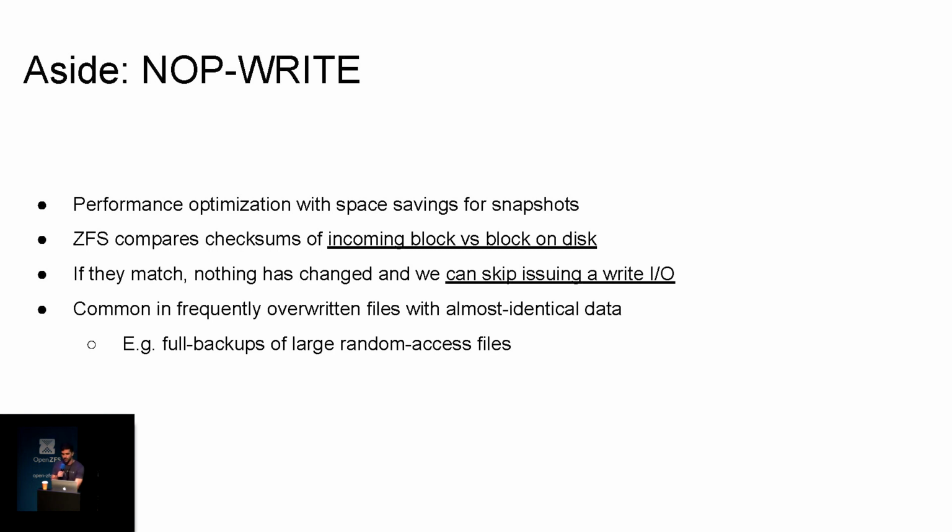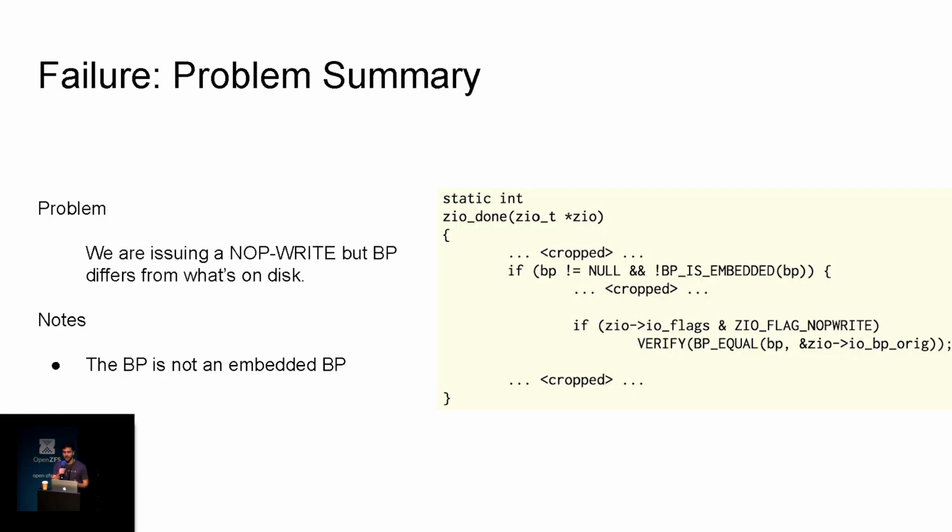What's a NOP-WRITE? A NOP-WRITE is a performance optimization that has potential savings for snapshots, space savings. Basically what happens is that ZFS compares the checksums of incoming blocks to blocks on disk, to their destination blocks on disks. And if these checksums match, it means that nothing has changed. So we can actually skip doing that I/O. This is actually pretty common when you do full backups on large random access files that have almost identical data.